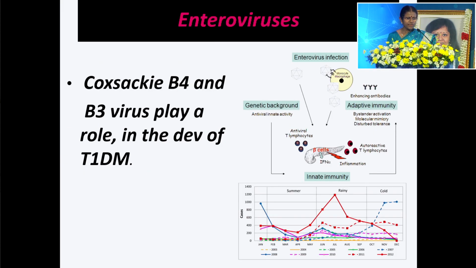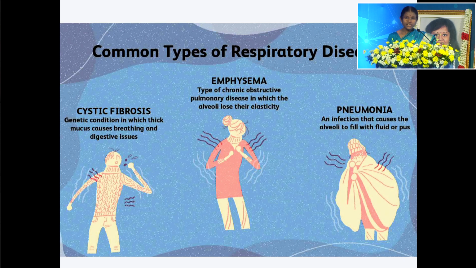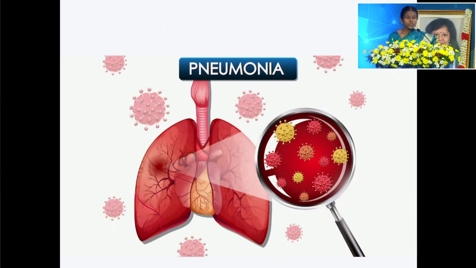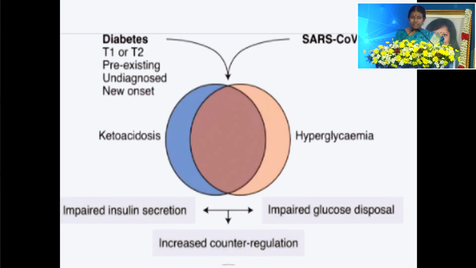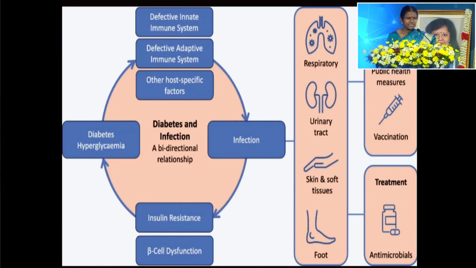Enteroviruses: you are all aware that Coxsackie B4 and B3 viruses play an important role in the development of type 1 diabetes. And of course, surgical site infections are very difficult to cure or subside because of uncontrolled blood sugar. We need to maintain proper blood sugar. Other common respiratory diseases are cystic fibrosis, emphysema, and pneumonia. And you are all aware that at the time of COVID, it was difficult to treat patients who were having hyperglycemia. The hyperglycemia got aggravated and more deaths were reported in the diabetic patients.